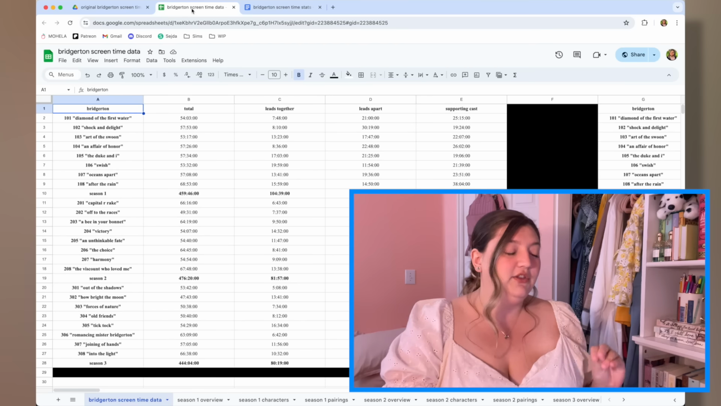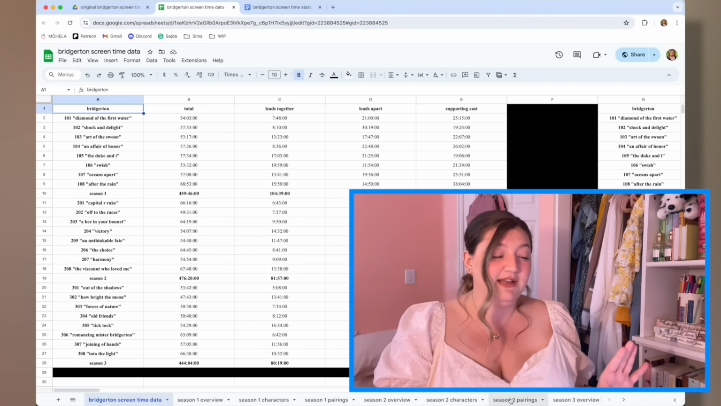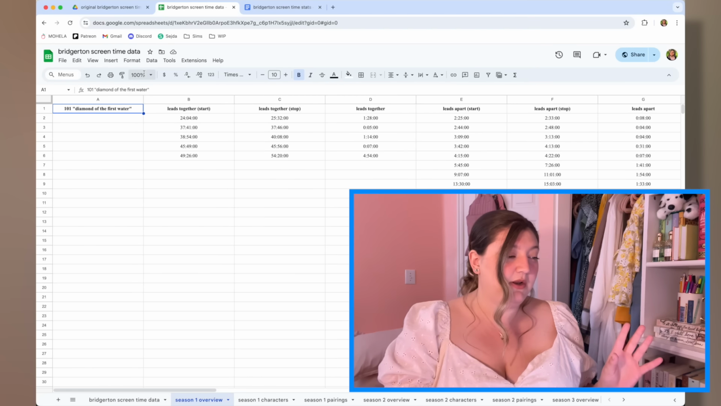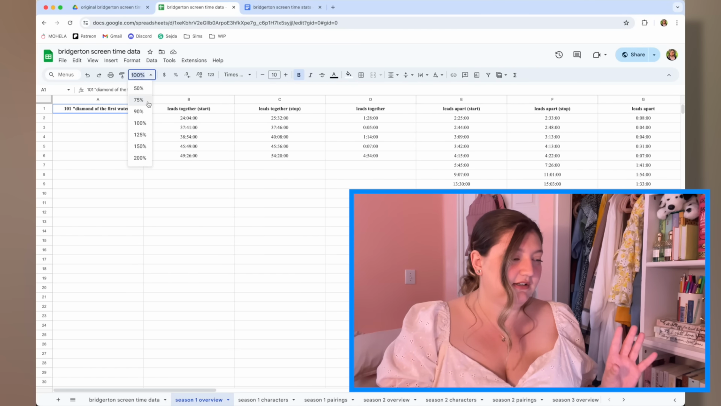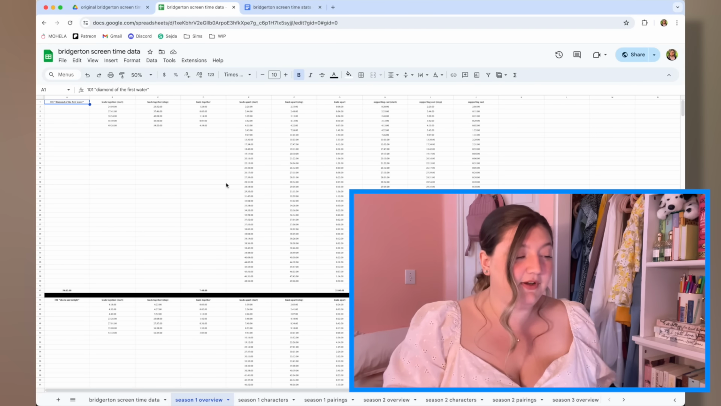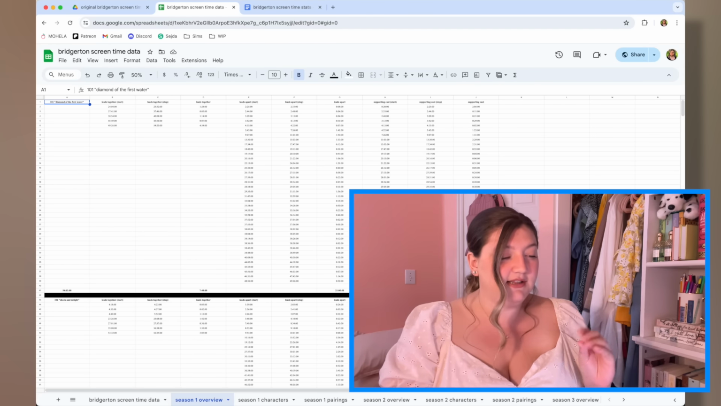Anyway, I guess now we can look at my new spreadsheet, and this isn't the page I want to look at. I have a bunch of pages down here. You see, I got way more advanced. This is my season 1 overview. Should I make it smaller? Let's make it smaller. And basically, every episode I'm keeping track of the leads' screen time together, their screen time apart, and the supporting cast.